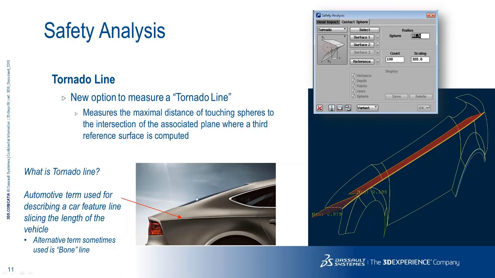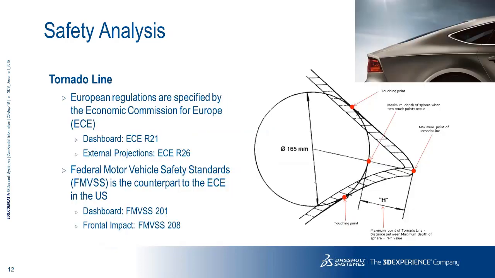Sometimes they look very sharp indeed. Using modern production methods, they can be quite sharp. So it's important that they're safe. And there certainly are lots of regulations about what is safe and what isn't. So the European regulations are associated with the ECE 21 and ECE 26. And in the US, they have the equivalent of these numbers here, FMVSS 201. I'm sure you can read the numbers just as well as I.